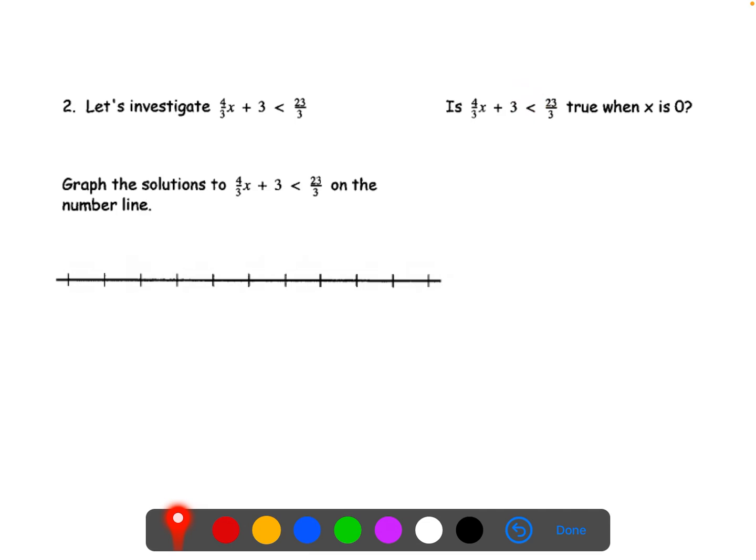Okay, for 2, I hope you would have said that yes, 0 does work as a solution here. And when we graph it, we need to start, let's see. So in this case, the inequality symbol doesn't change directions because we didn't multiply or divide by a negative number when you solved it. So our starting point is going to be at 3.5. So I'm going to put 0 here. 1, 2, 3.5 would be about here.